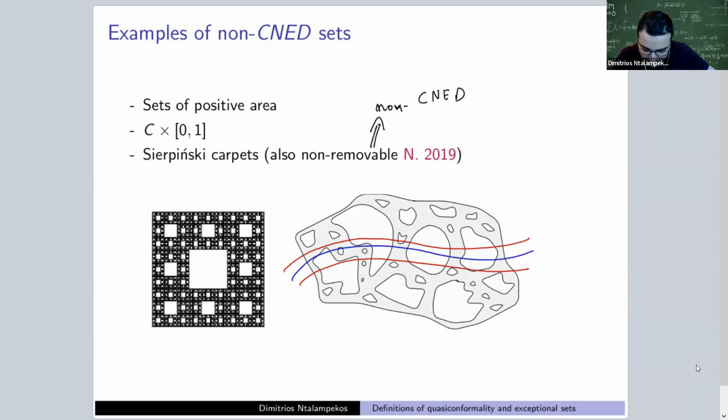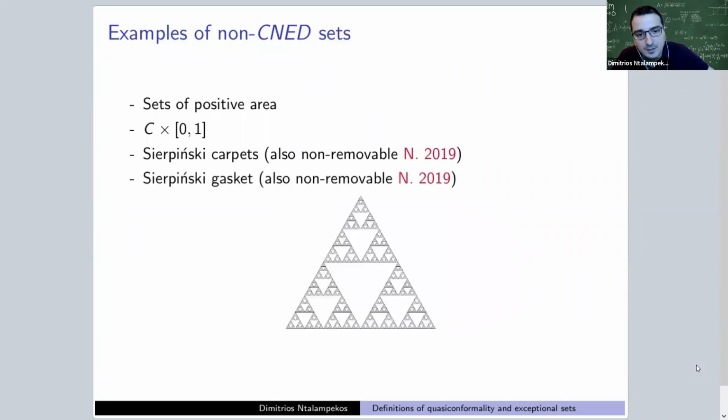And finally, the Sierpinski gasket is also not CNED. Again, it's non-removable, so we can argue directly in this way, but it's much more elementary to show that it's not CNED. So let's see how you can show this. Well, if you take a straight line, then a generic straight line will intersect the Sierpinski gasket at an uncountable set, but you can try to modify the line so that the intersection becomes countable.